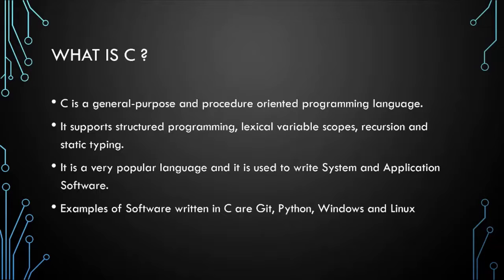So what is C? C is a programming language. What type of programming language? C is a general purpose and procedure oriented programming language. It is a very popular language that is used to write system and application softwares. The softwares which are written in C are Git, Python, Windows and Linux. C also supports structured programming, lexical variable scopes, recursion, and static typing. All these will be seen in the later videos.